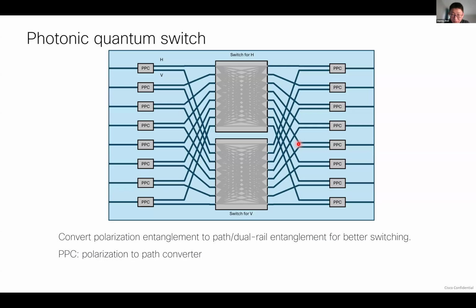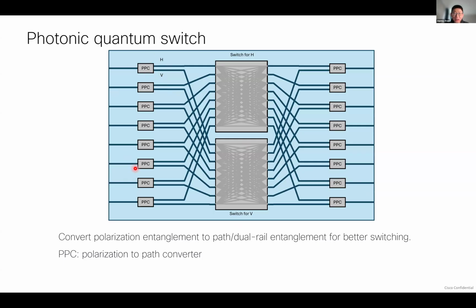And another problem of the photonic switch is that these photonic devices can only support one type of polarization, which is TE mode. Therefore, for polarization encoding, which is mainly used in cold atom and trapped ion quantum computers, it is very hard to switch those atoms without losing the quantum entanglement. Therefore, we are developing such a photonic quantum switch by converting the polarization entanglement to path entanglement.